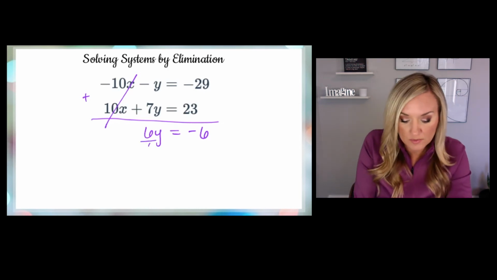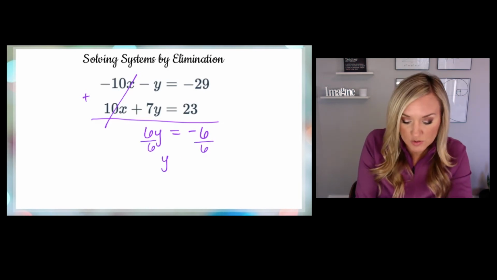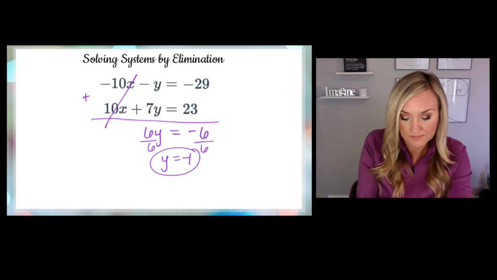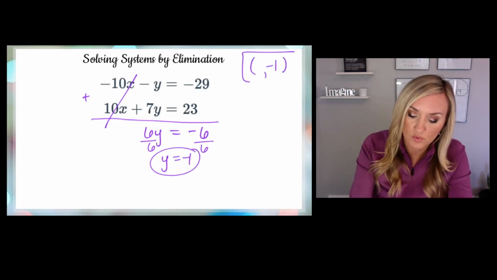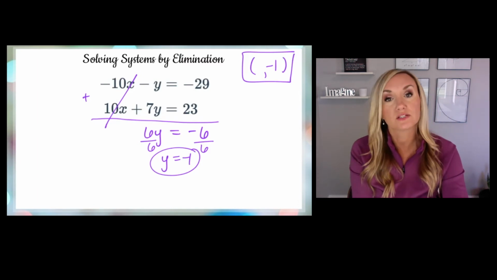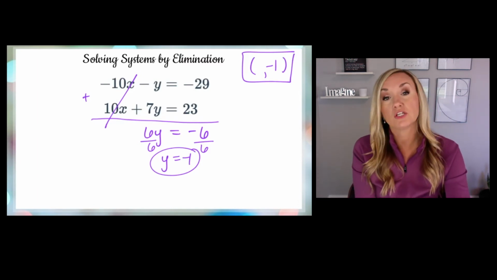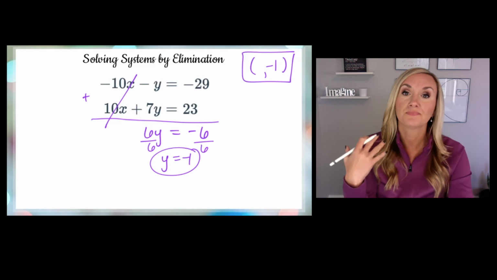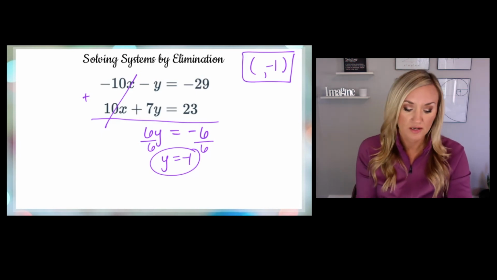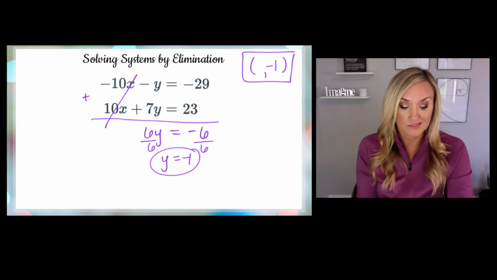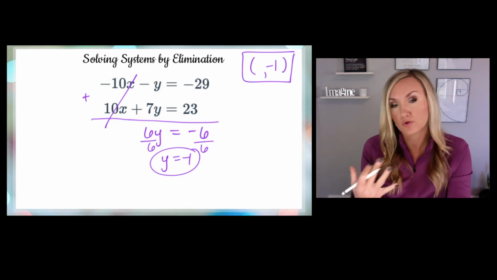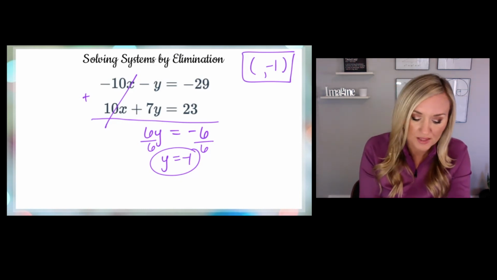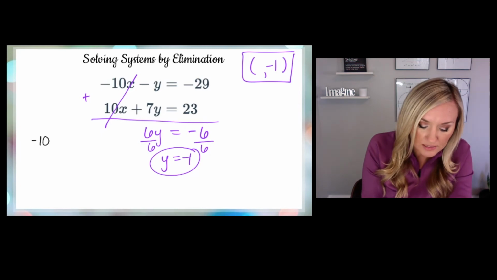Cool. And so now let's just divide by 6, and y is -1. So I'm going to go ahead, write down my coordinate, put -1 where it goes, and now we need to solve for x. Which equation do you want to use? First one, second one? I'm going to use the first one, and I don't know if it's easier or not. It's just what my brain saw first, and so if you want the second one, go ahead and do it. So I'm going to go ahead and write it out.